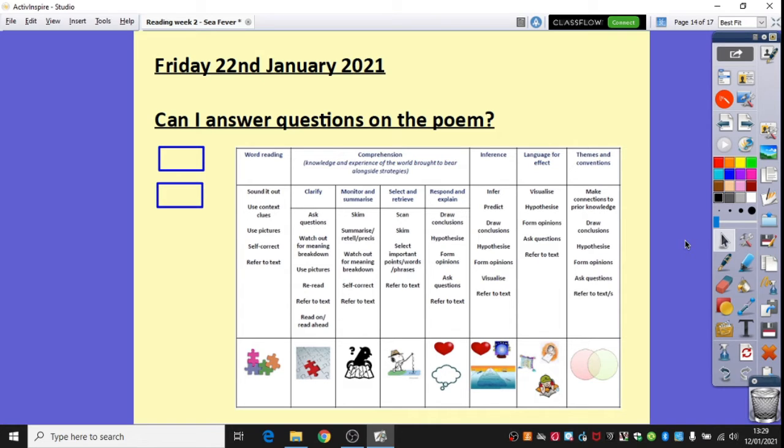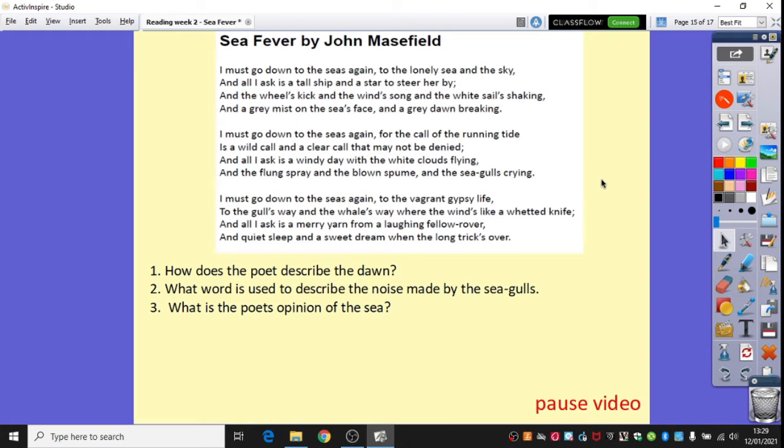It's our last day of Sea Fever and we're going to be answering some questions on the text. So looking at our reading strategies, we are mainly going to be selecting and retrieving, so we're going to have to scan and skim for that important information. But we might have a little bit of inference in there as well. So let's have a look at our text and some example questions.